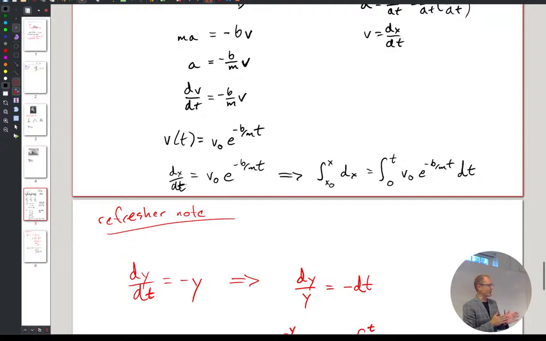What'd you get for x of t? Where did that one end up? Yeah, v0 is 10. Yeah, so you have initial t, but x0 is 0.